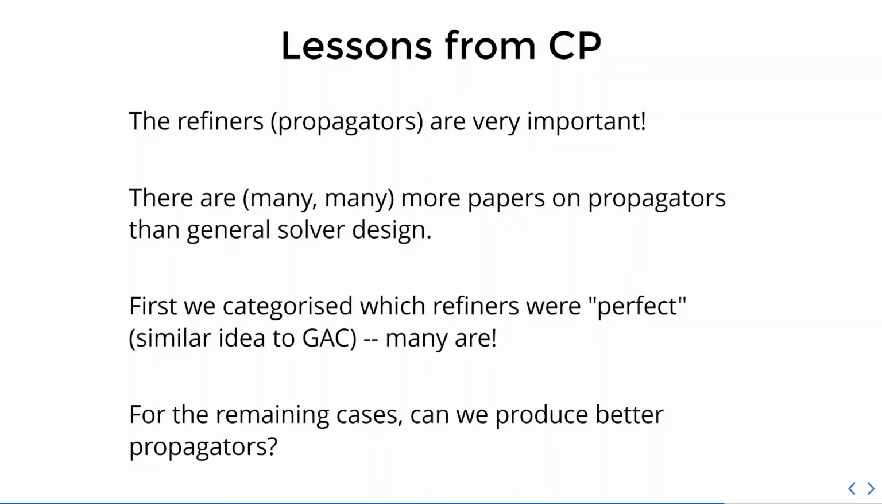First, we introduced a concept of perfect, which is similar to the concept of whether a propagator is GAC, or generalized arc consistent. This is like the best a propagator can be. Because we're working on this idea of representing things as permutations, it's not quite the same as generalized arc consistency because we don't have arcs. Turns out a bunch of the refiners Leon had described were already as good as they could possibly be in terms of how much refining they did, but there were other cases where we could produce better refiners or propagators.